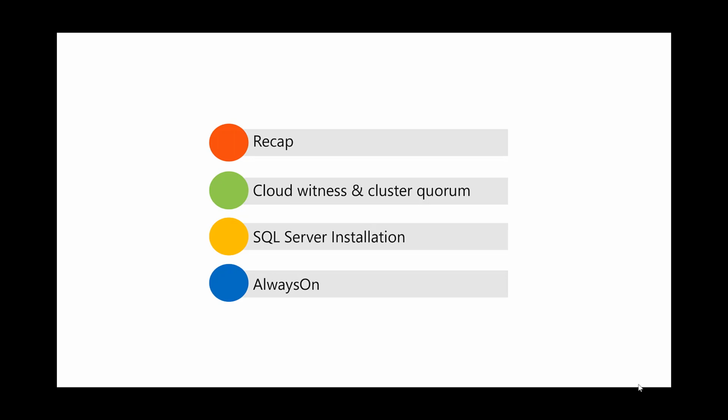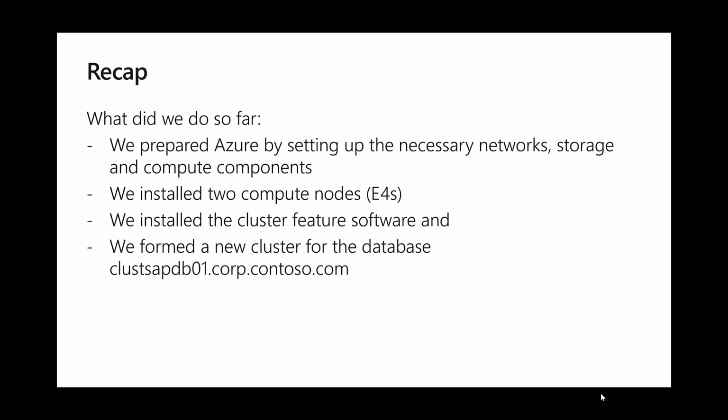So let's get started. Last time we prepared Azure by setting up all the necessary networks and storage and compute components. We had to set up an Active Directory, which was not part of the video, but again, there are plenty of good videos on YouTube and other documentation on the web available. We prepared two E4 nodes. E4 is Azure's E-Series, which is probably one of the most suitable compute SKUs for SAP workload. It has a core to memory ratio of 1:8, which means one core, 8 GB of memory, which is really good for SAP workload because usually you run out of memory before you run out of compute.